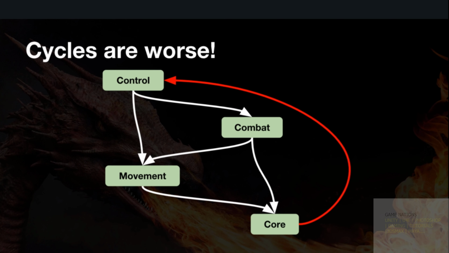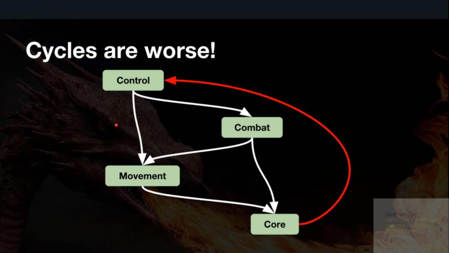Now, if dependencies are evil, then cycles are even worse. This is a cycle because it's a dependency cycle: if I go from control, I can go down to combat, I can go down to core, and I can find my way back to control. So I've created this cycle of dependencies. In fact, there's more than one cycle here. I could go via movement. I could go via movement core. There are lots and lots of cycles.